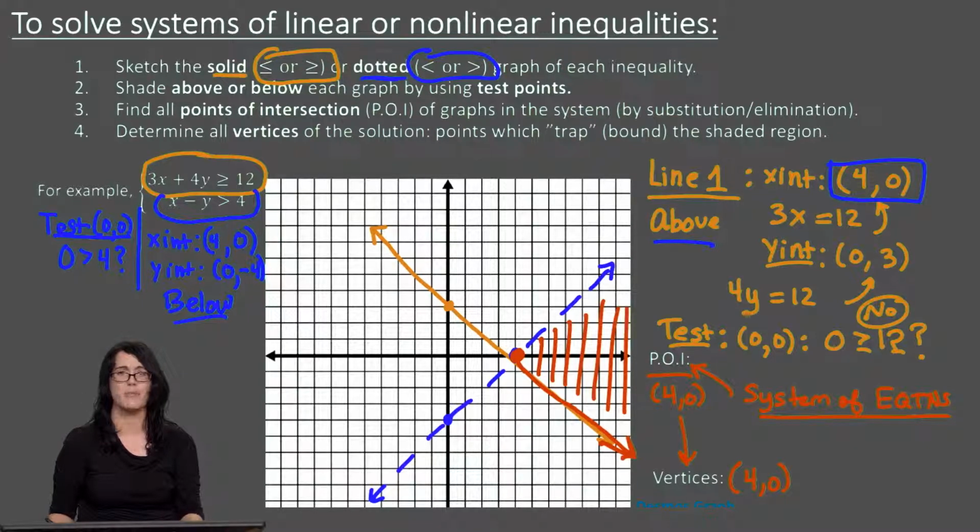Feel free to take your time with it, try it on your own again. Maybe click on the Desmos link and play around with those graphs to see the difference, what happens when you change some numbers in your graph. All right, so we're going to apply these same skills now to nonlinear equations and inequalities.